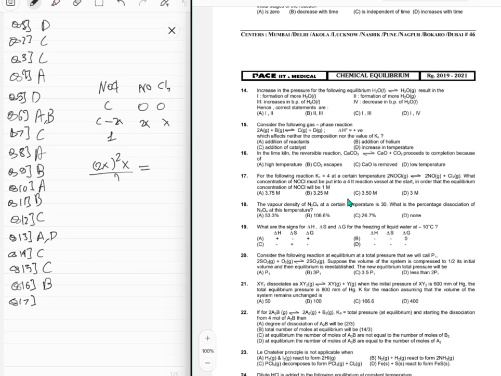That thing is equal to our Kc, which is 4. There we go. That means x is 1. Putting x as 1, it just becomes 2 and 1. And this thing is C minus 2. So C minus 2 is 1, C is 3. Got it. Right, 3 molar. B. Next question.